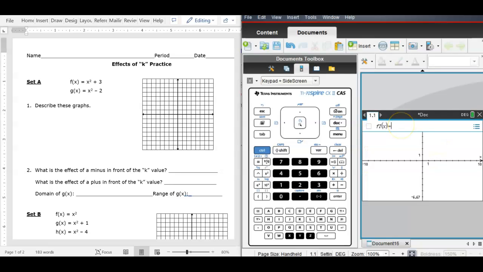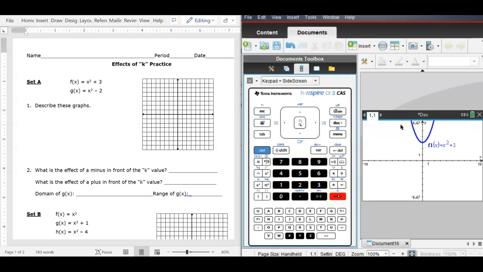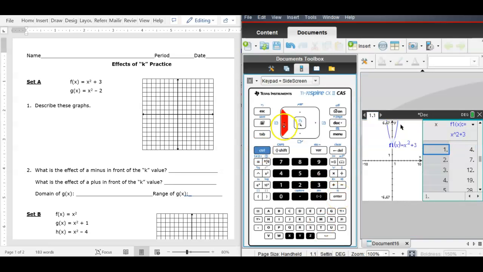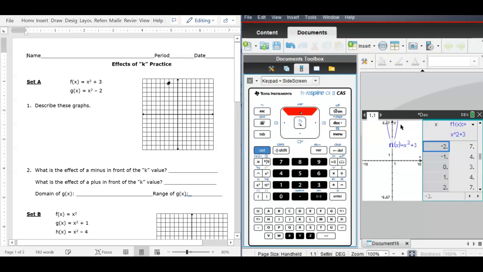We're graphing x squared plus 3. Control T. Look at this table. Go up. So negative 2, 7. Negative 1, 4. 0, 3. 1, 4, and then 2, 7. So it's up here. Okay, you got f of x.